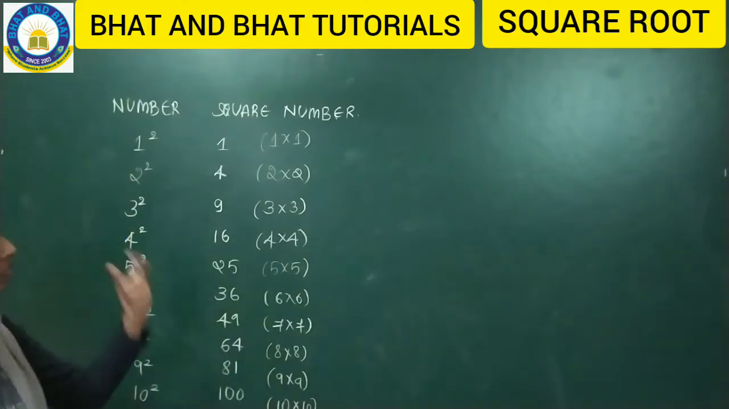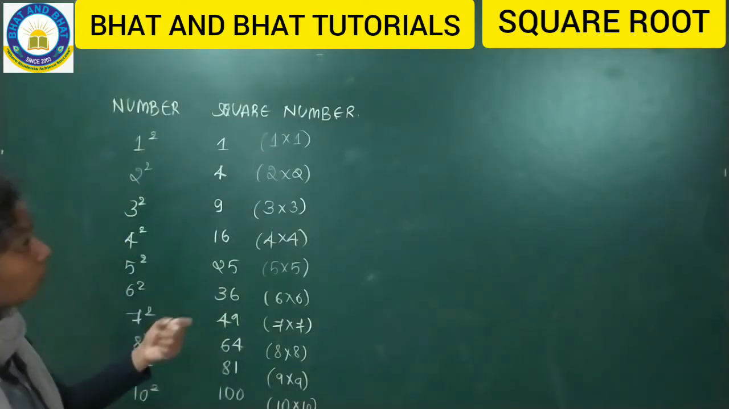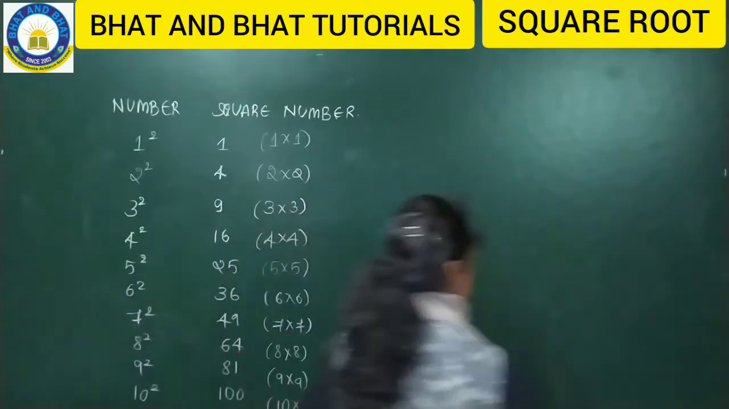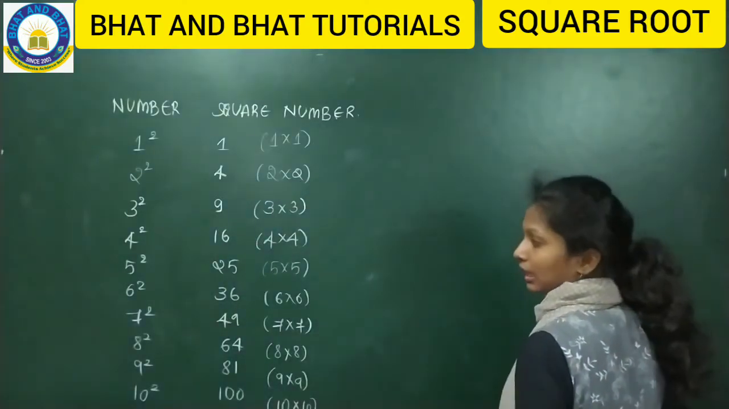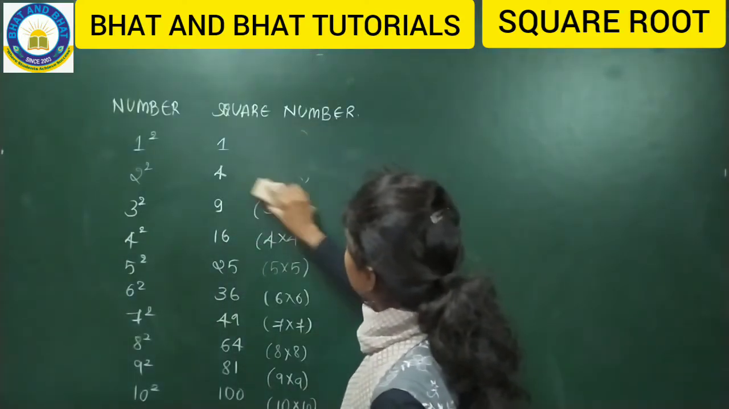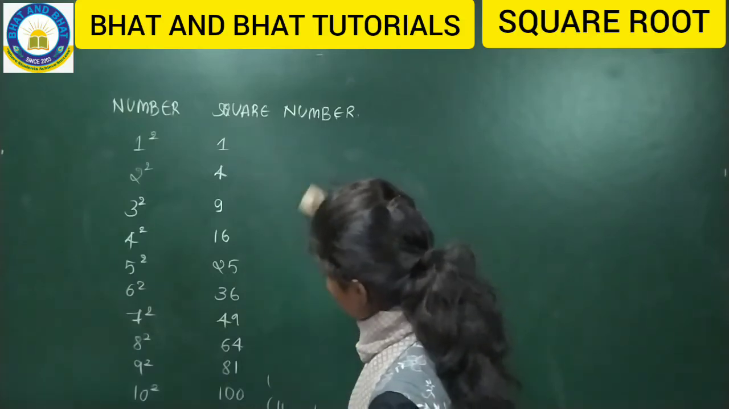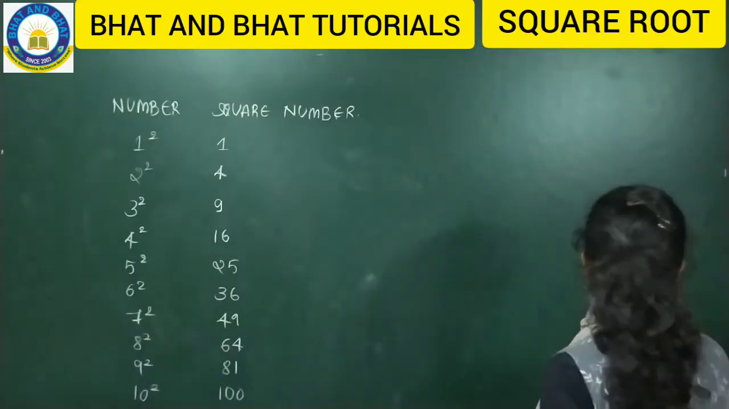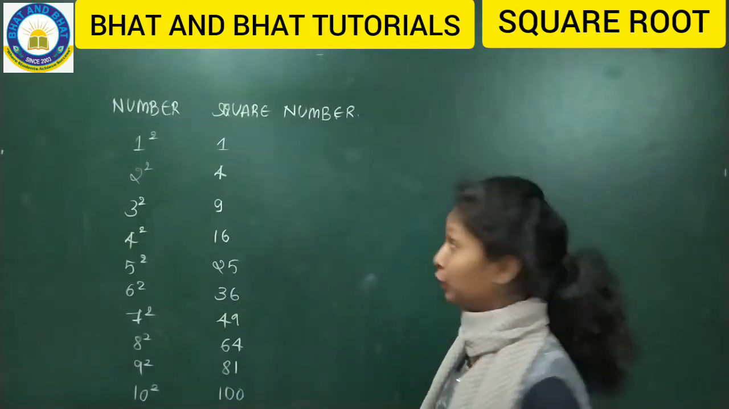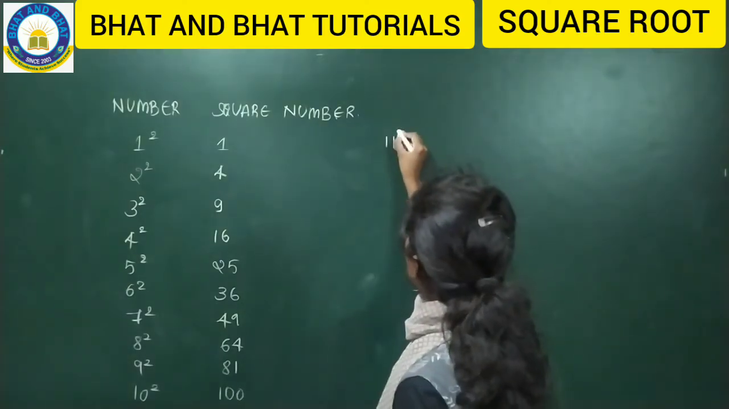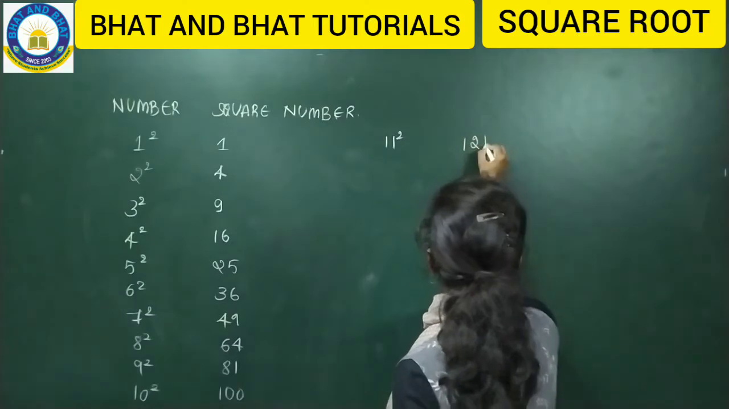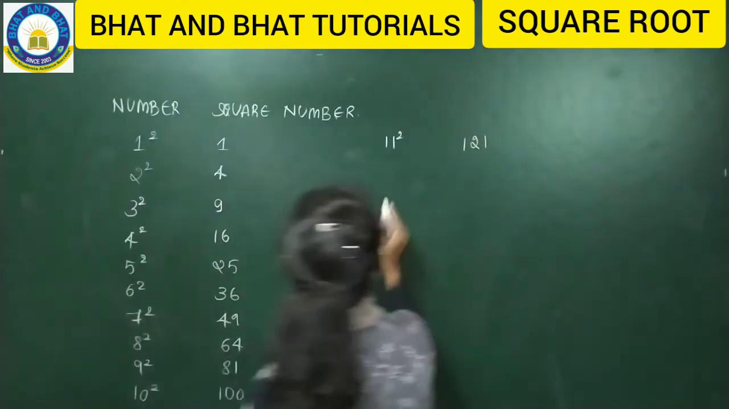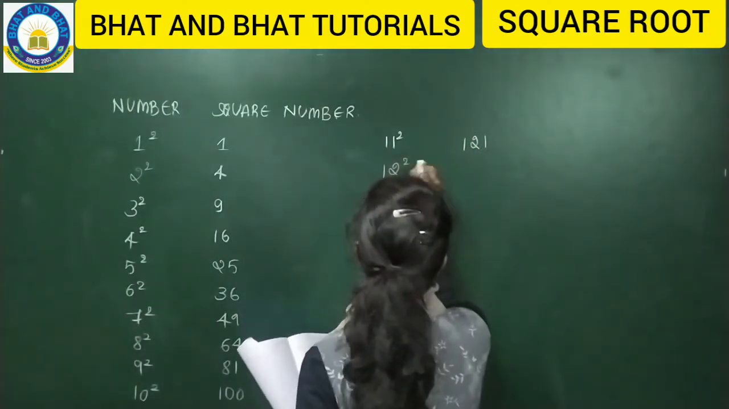So this is how we calculate the square along with a square number. This is just for your understanding that I have written, so now I will erase this. There is no need of that. The same thing I will continue here from 11 to 20. So 11 square is equal to 121. 12 square is equal to 144.